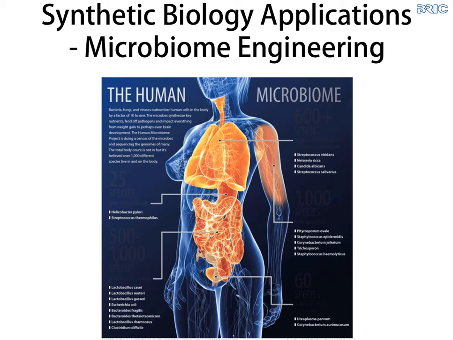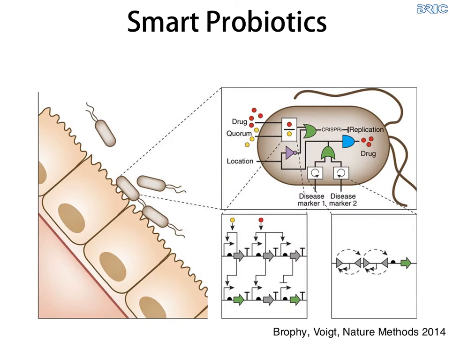And another thing that people are really interested in is the microbiome. The microbiome is a very, very hot topic because there's more and more evidence that the microbiome is connected to human health. So one application area of synthetic biology can be engineering the microbiome of humans. To do that, people are thinking about building a smart probiotic system.